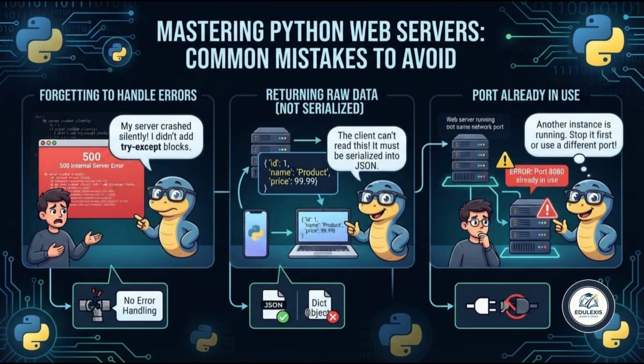Common mistakes to avoid: forgetting to handle errors, returning raw data that hasn't been serialized, and not checking if your port is already in use. When you get a port already in use error, it means another instance of your server is still running in the background. Stop it and try again.